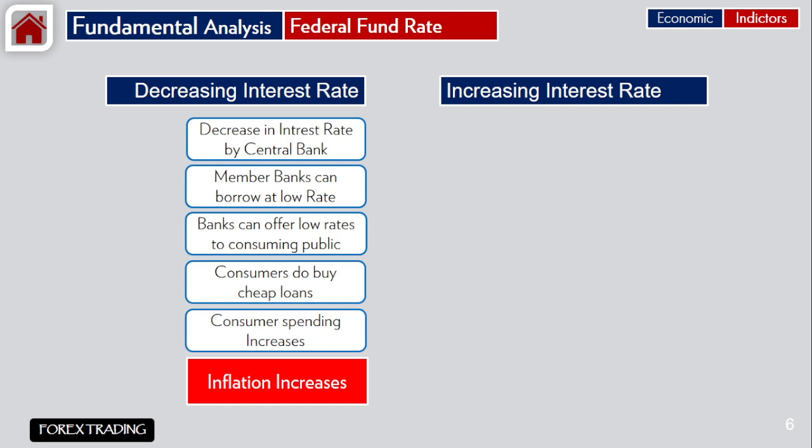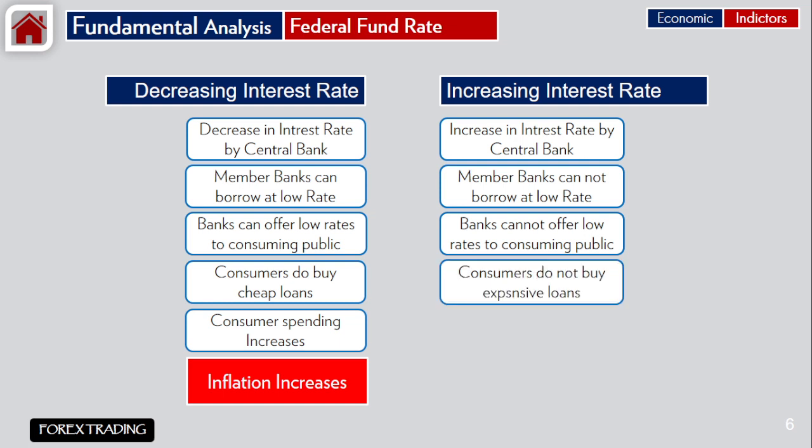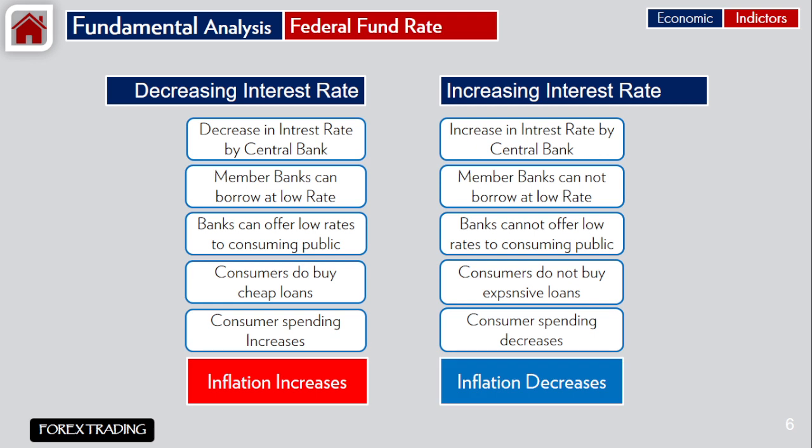What happens on the other side if the interest rate is increasing? When the central bank increases interest rates, member banks cannot borrow at a low rate. They will have to pay more to borrow money, so the banks cannot offer low rates to the consuming public, obviously. Consumers do not buy expensive loans because it becomes very expensive and very difficult for them. As a result, consumer spending decreases. When this happens, inflation decreases as well.